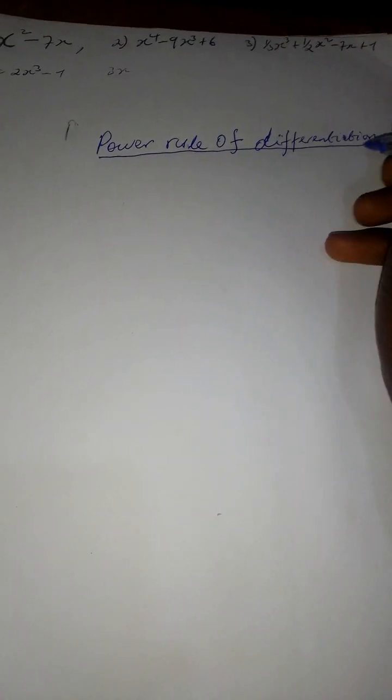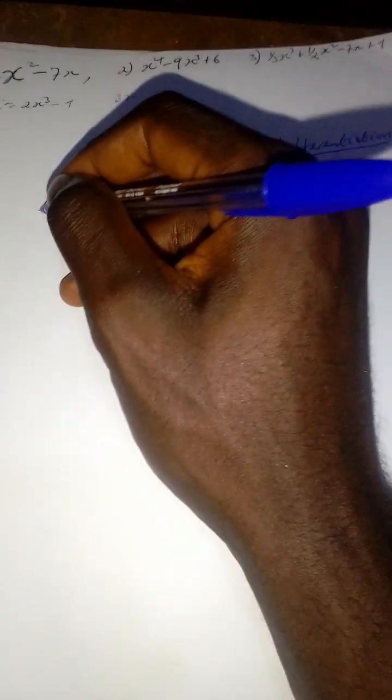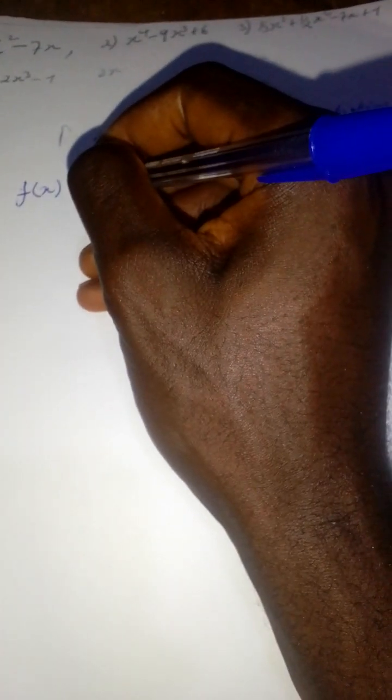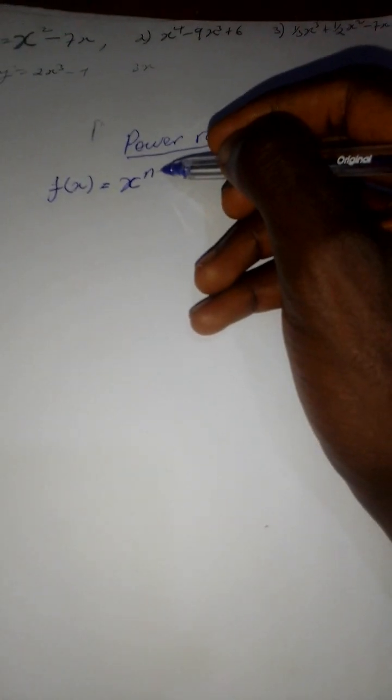The power rule simply tells us the principle of differentiation. That is simply the basic. Obviously, apart from differentiation from first principle, we have the power rule. So the power rule simply tells us that if you have a function f of x such that f of x is equal to x to the n power, what we do with differentiation is we actually minus 1 from the power and multiply the function by n.